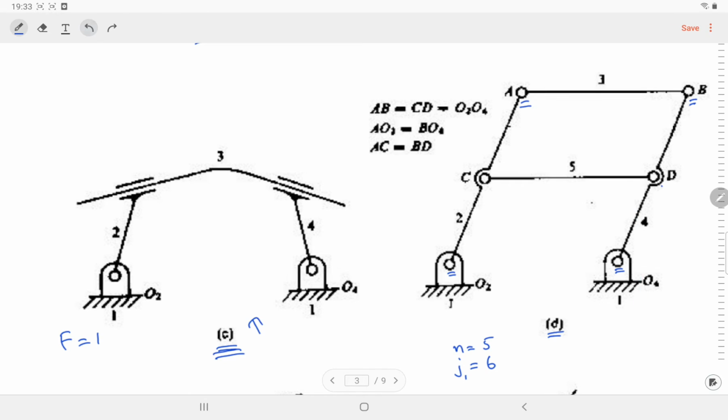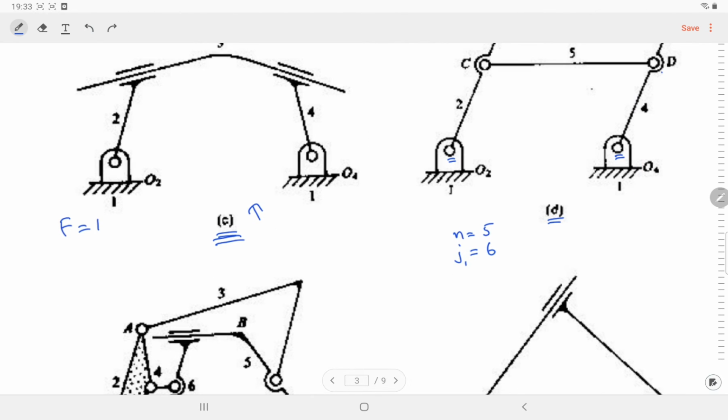Sorry, and there is no higher pair, so F is equal to 3 into 4 minus 12, isn't it? So the degrees of freedom is 0. Okay, so if the degree of freedom is 0, it has a special name. It's called structure. Okay, we can't call that a mechanism, we call that a structure.